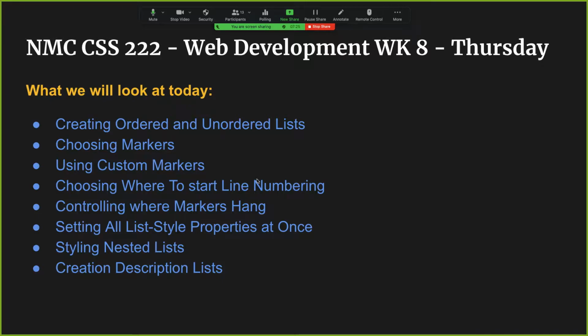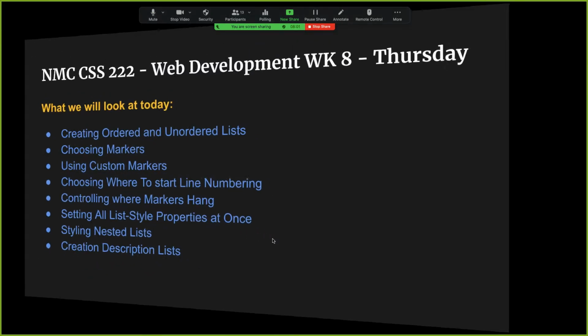Today we're going to be looking at lists, how to create them, both ordered and unordered lists, choosing the markers for the list, using custom markers, choosing where to start line numbering, controlling where markers hang on the side of the list, setting the list style properties and how to do those all at once, and of course styling nested lists, and finally getting into creation of description lists.